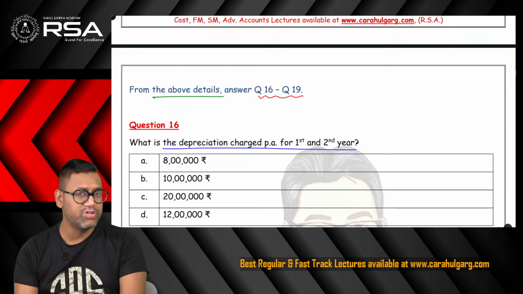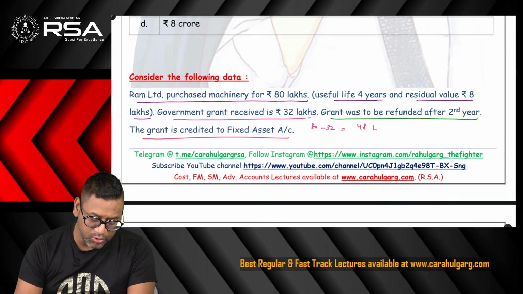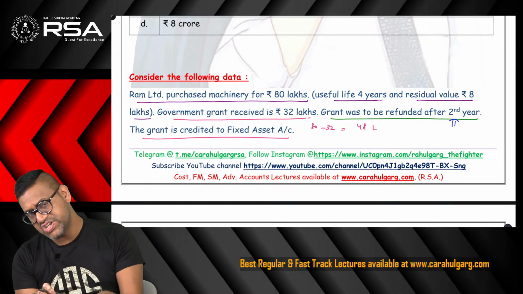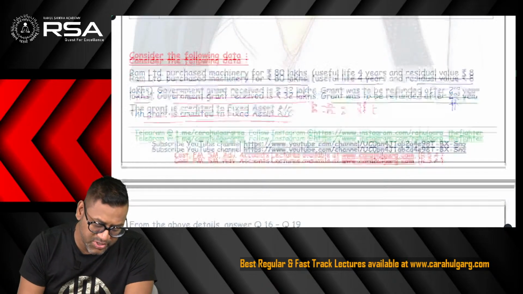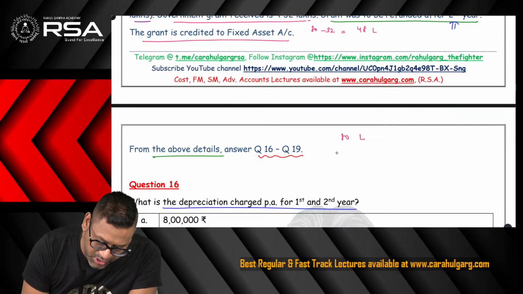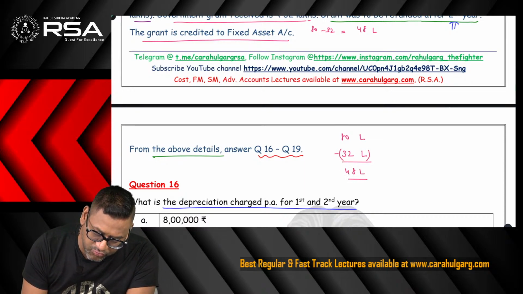Obviously, it will remain the same for first and second year because we will take the straight line method into consideration and because the grant was refunded after the second year. So whatever the changes shall be will be in the third and the fourth year. For first and second year, the things will remain simple. If we have to find it out, we will say you bought the machine for 80 lakh. Out of that, 32 lakh was the amount of grant. So you recorded the asset at 48 lakh.